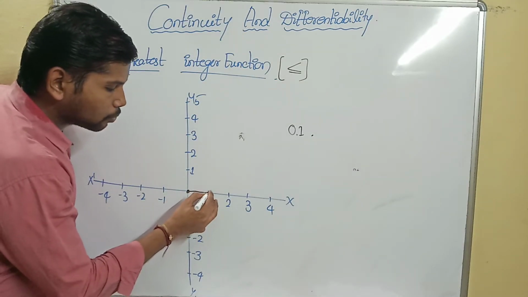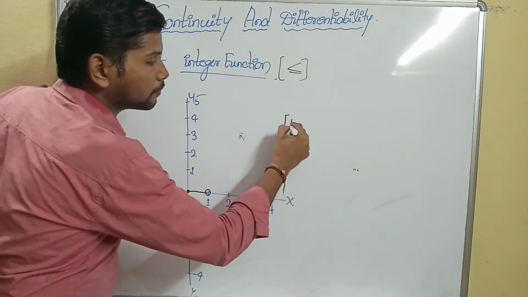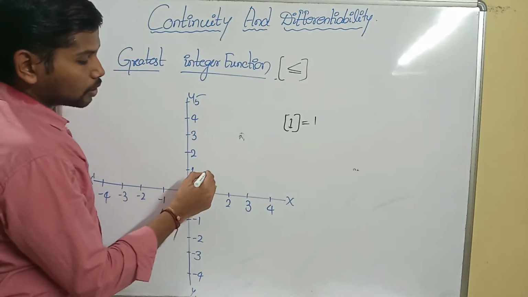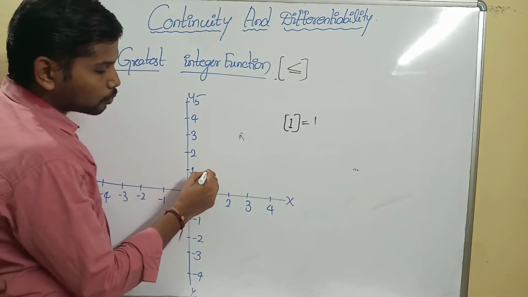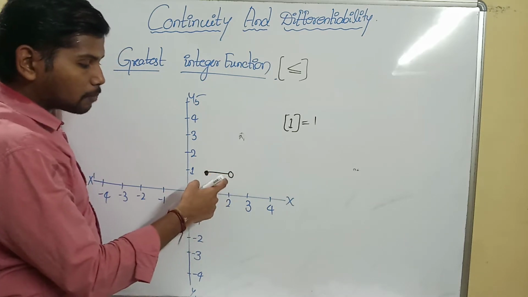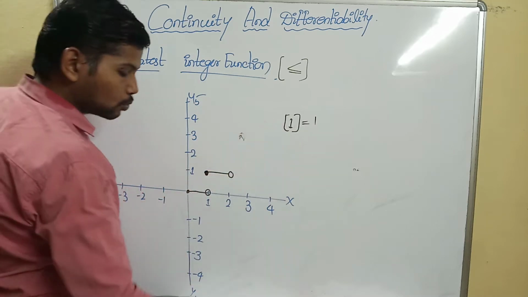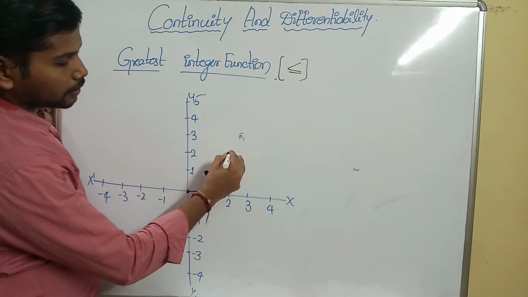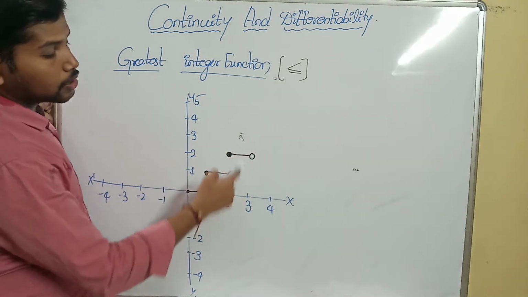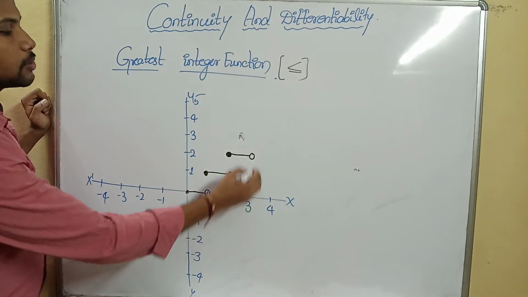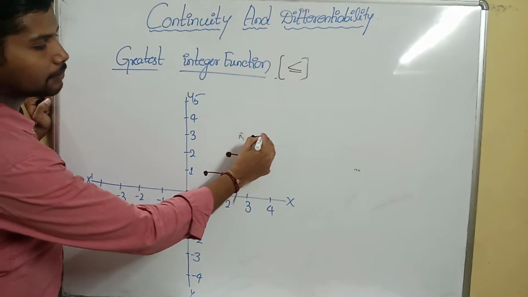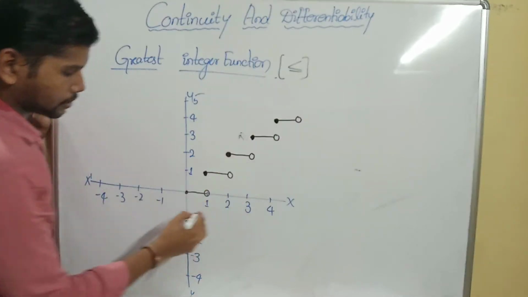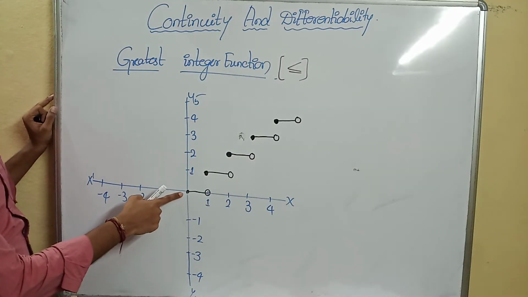At 1, what is the greatest integer function for 1? Yes, it is 1 only. Here I'd like to draw the graph. Then what is the value of 1.1, 1.2, 1.3, till 1.9? It will be 1 only. For exactly 2 its value will be what? 2 only. Got it? Then till 2.9 it will be 2 only. When it becomes 3, its value will become 3. Then for 4 it will be 4, again like this.